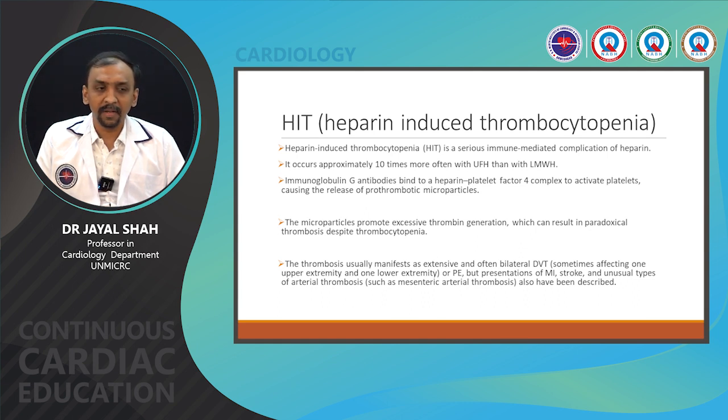and basically because of the immunoglobulin G antibodies which bind to the heparin-platelet factor 4 complex and thereby release the prothrombotic milieu, and this will promote excessive thrombin generation, which results in paradoxical thrombosis despite thrombocytopenia. So it usually manifests as extensive and often bilateral DVT or pulmonary embolism, but presentations of other vascular diseases like MI, stroke or other unusual types of arterial thrombosis are also described.